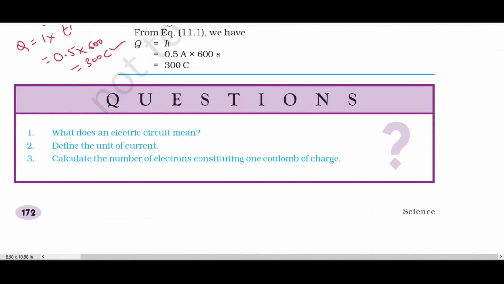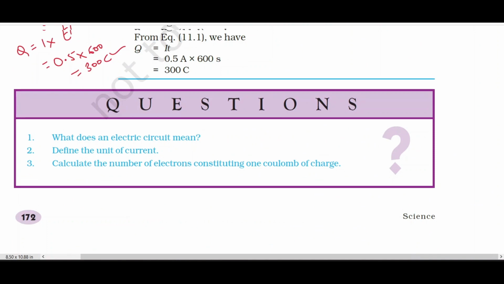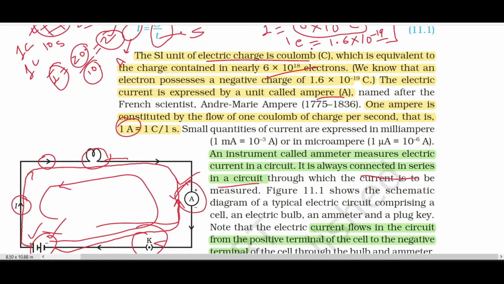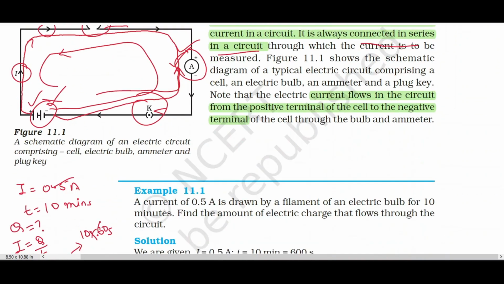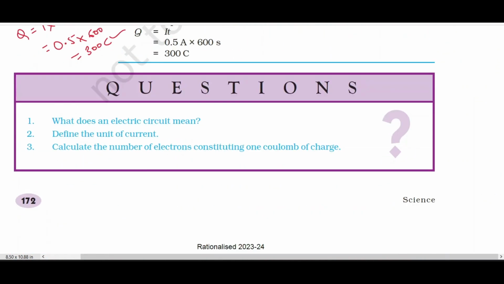नेक्स्ट क्वेश्चन, define the unit of current. So what is the unit of current? The electric current is expressed by a unit called ampere. So what's the unit of current? It's ampere. For smaller units you can use milliampere or microampere.